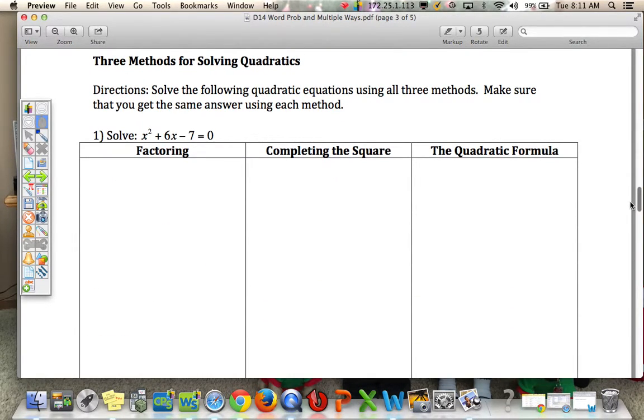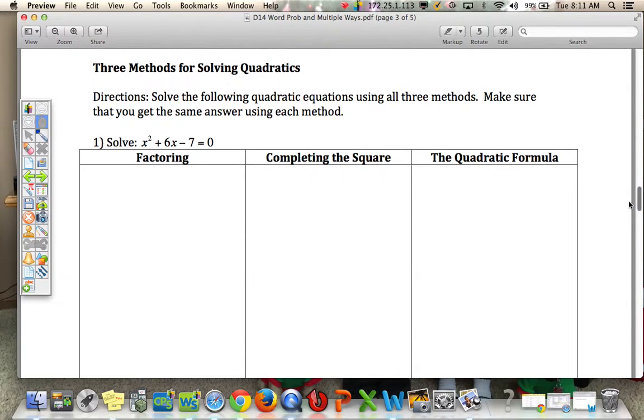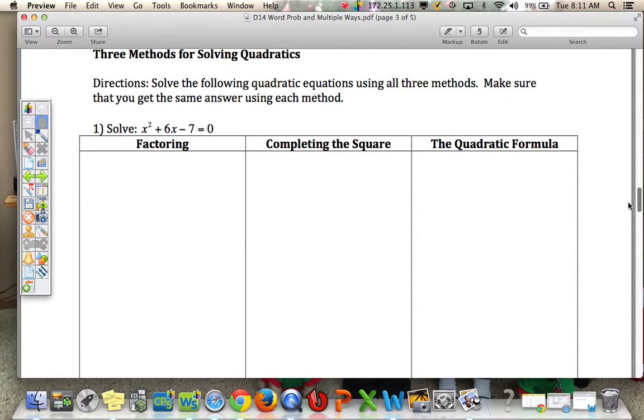Three methods for solving quadratics. Directions: solve the following quadratic equation using all three methods. Make sure that you get the same answer after each method. So we'll do one of these together. I'll do one of these on your assignment. Or you'll do one of these for your assignment.